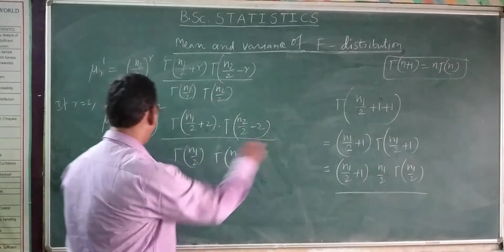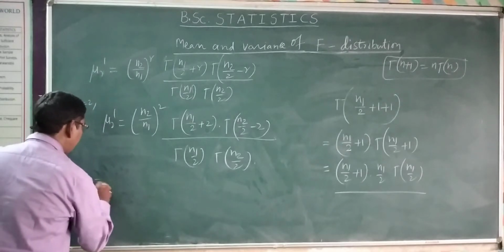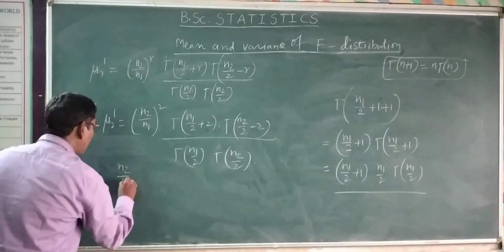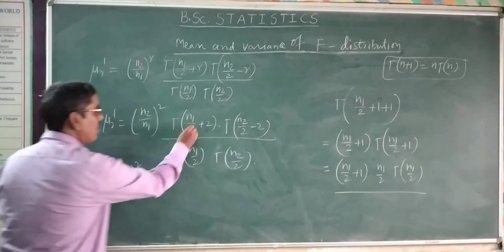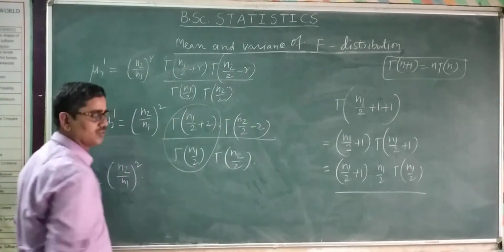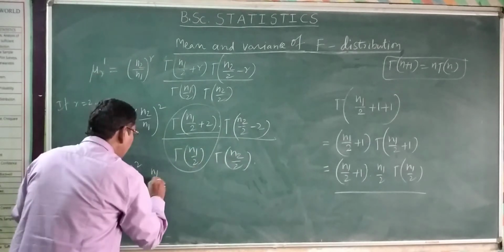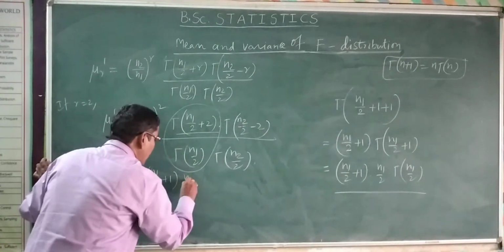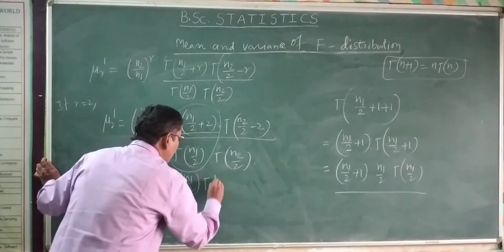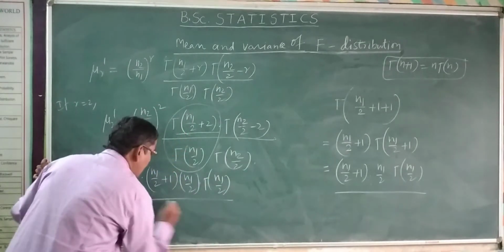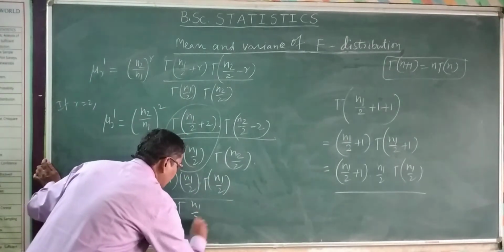So with this formula, I am writing the values here: n2 by n1 whole square multiplied by, first of all, I am writing these two values. What is the value of gamma of n1 by 2 plus 2? It is n1 by 2 plus 1 into n1 by 2 into gamma of n1 by 2, divided by gamma of n1 by 2. This is the value of the first one.